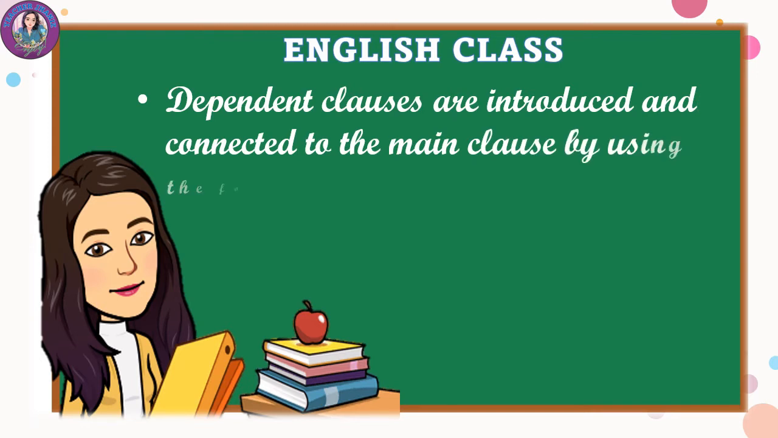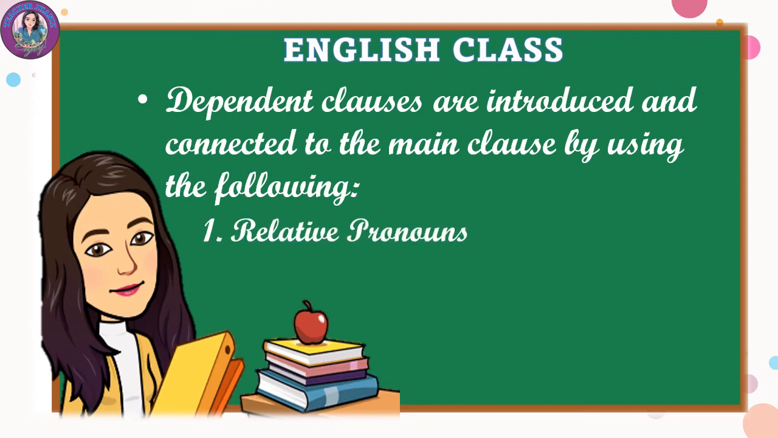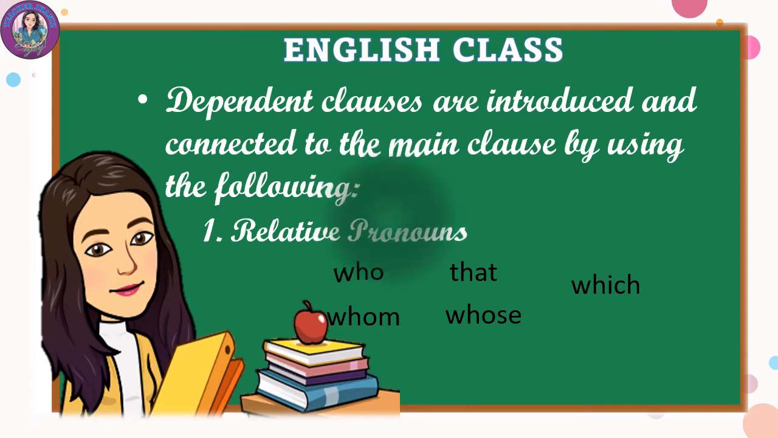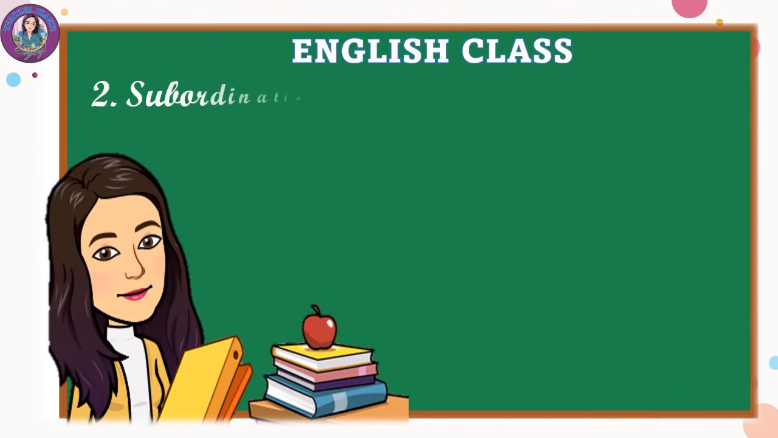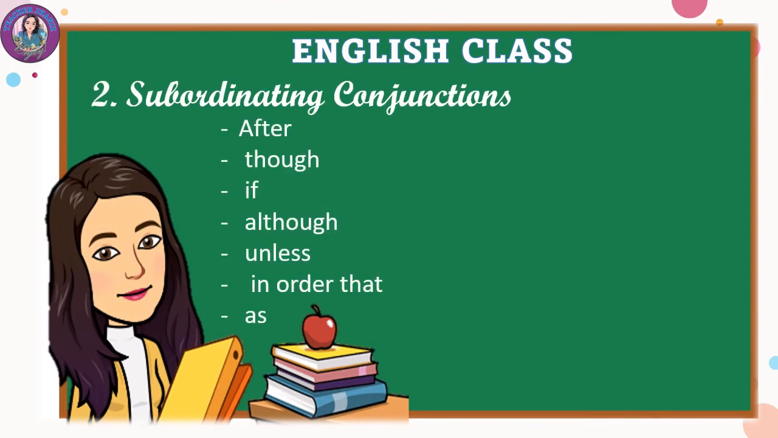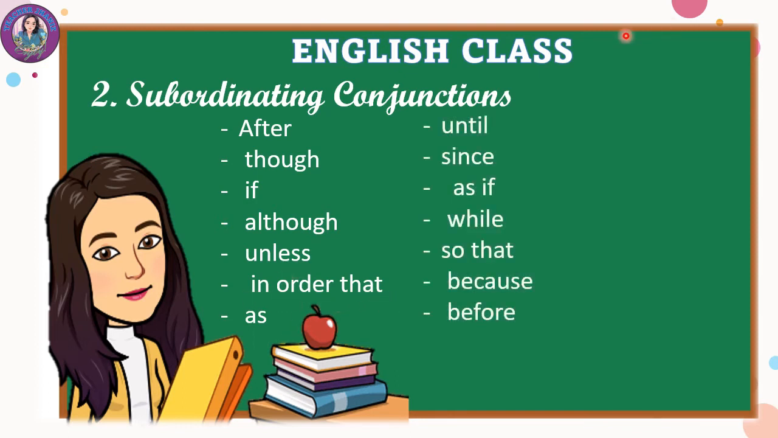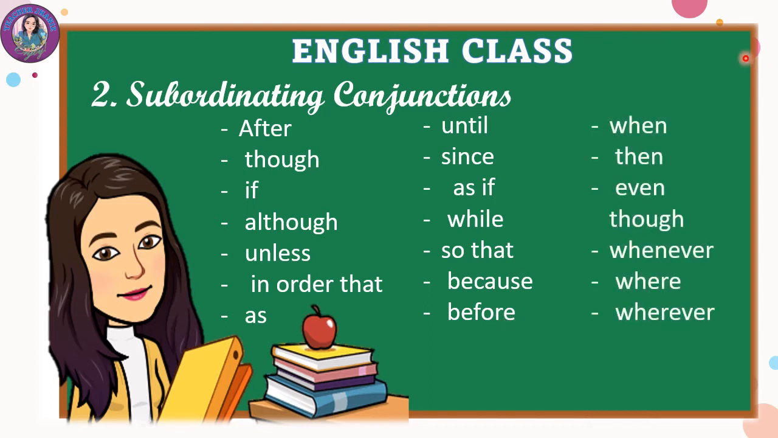Dependent clauses are connected to the main clause by using the following. One is using the relative pronouns. Examples are who, whom, that, whose, and which. Another one is by using the subordinating conjunctions. Examples are after, though, if, although, unless, in order that, as, until, since, as if, while, so that, because, before, when, then, even though, whenever, where, wherever.